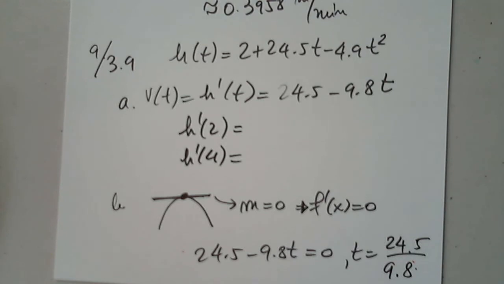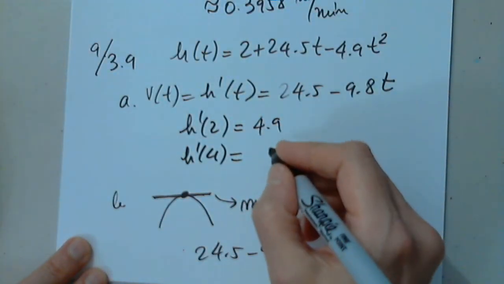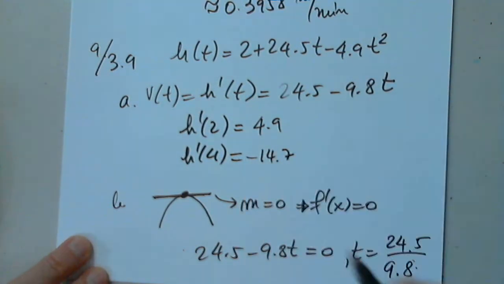Okay. So in y equals, I want to plug in 24.5 minus 9.8t. And I want to plug in 2 and 4. Okay, so 2 and 4. 2 is 4.9, and 4 is negative 14.7.